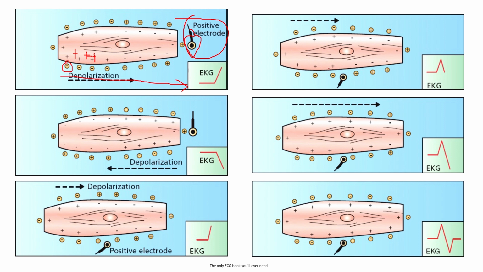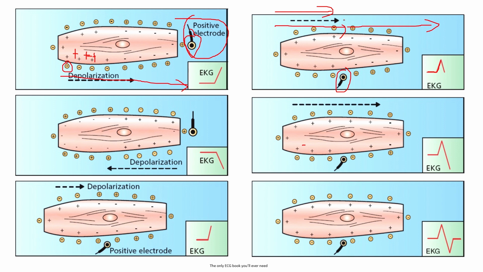But what if the lead is located between them? For example, in this case, the lead is here, and depolarization goes in this direction. At first, it's getting closer to the electrode, but later it moves away from the electrode. So how can we interpret this one? Actually, it's easy. We can just use logic. Once it's getting closer to the electrode, it makes a positive wave.